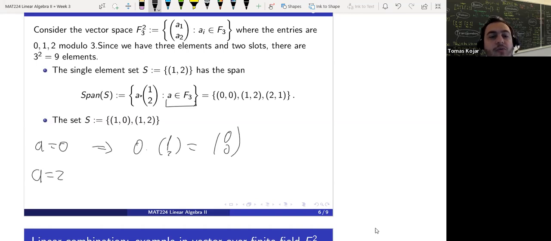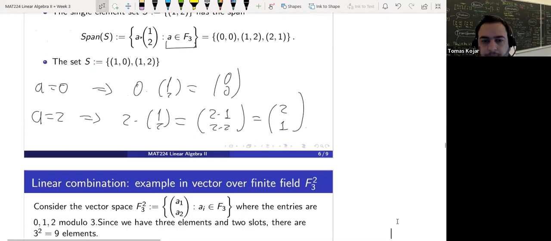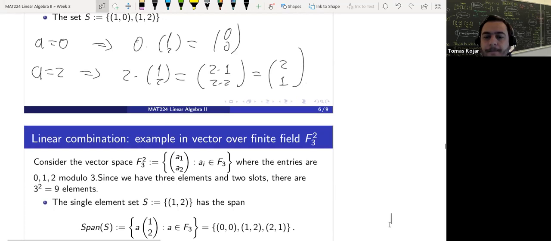What about A equal 2? What's 2 times 1, 2? What vector does that give you? Any guesses? Yeah, 2, 1. So we have 2 times 1, 2 times 2. So you get 2, and then with modulo arithmetic, you get 1. And for A equal 1, you get the 1, 2. Good. All right.